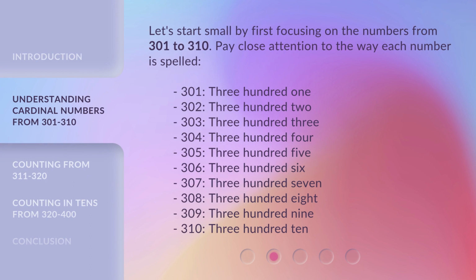Let's start small by first focusing on the numbers from 301 to 310. Pay close attention to the way each number is spelled. 301, 302, 303.